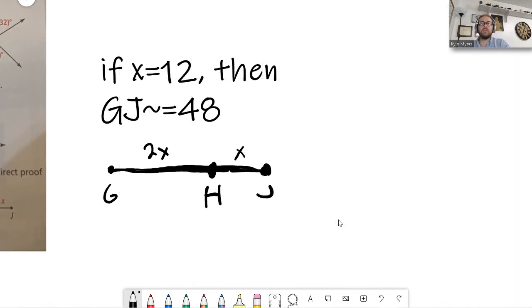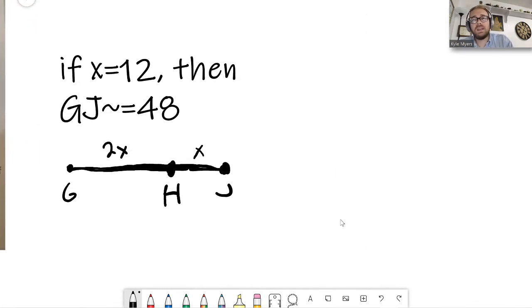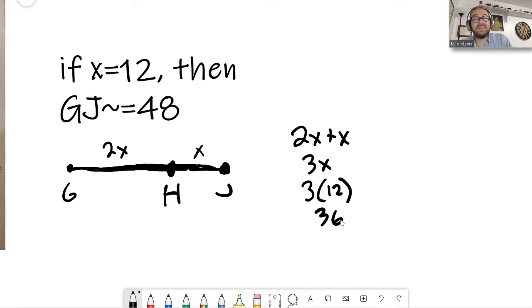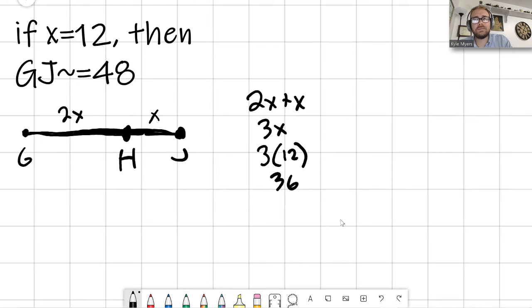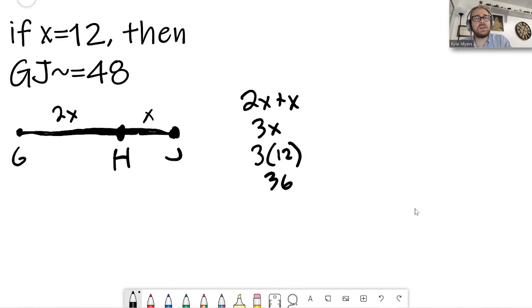And we want to say, okay, would JG be equal to 48? Well, let's find out. If x is 12, then it would be 2x plus x equals the whole thing, right? So 2x plus x would be the whole thing, aka 3x. And x is 12, so it would be 3 times 12, which is 36, not 48. So we basically just did the whole proof right then and there. The whole proof just happened. Now we just write it into statement and reason form. Statements, reasons.